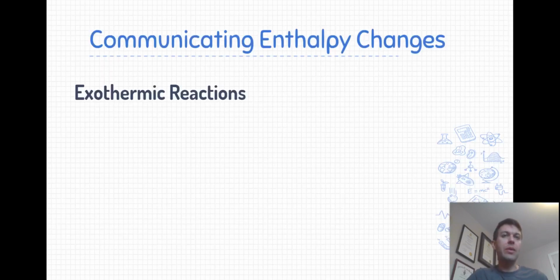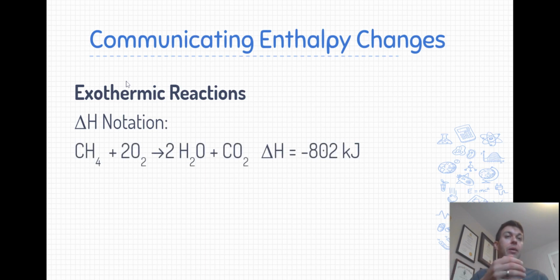The most common way that we are going to communicate enthalpy changes is writing them with chemical reactions. There are two ways to do this. One way is using the delta H notation, where beside the chemical reaction, we write the delta H value. So in this case, the combustion of methane releases 802 kilojoules of energy. Delta H equals negative 802 kilojoules.